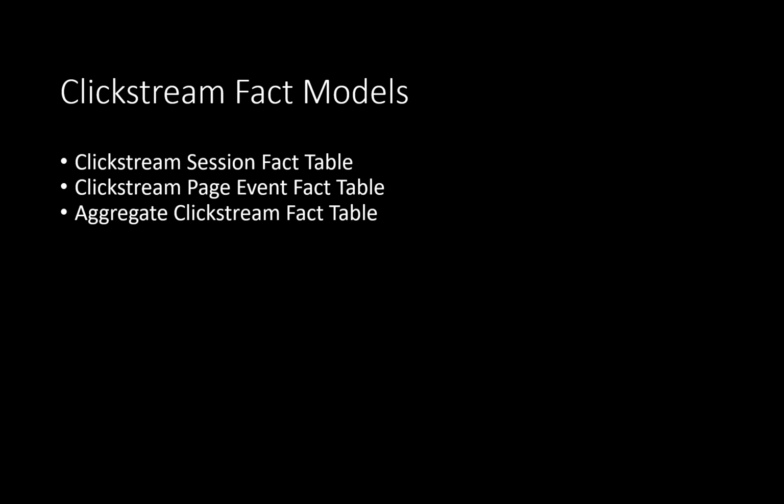Next is the page event fact table. The granularity of this fact table is at the individual page event level, meaning there is one row per page for static HTML, but for dynamically generated XML-based web pages, there will be more than one event per page.